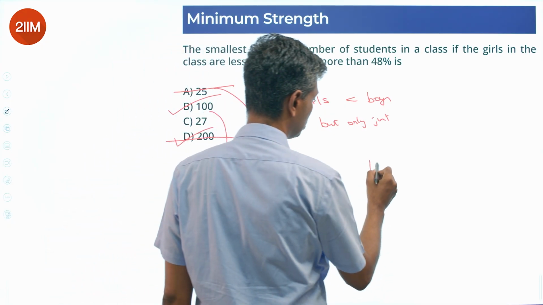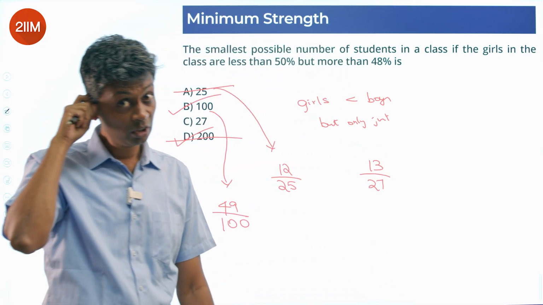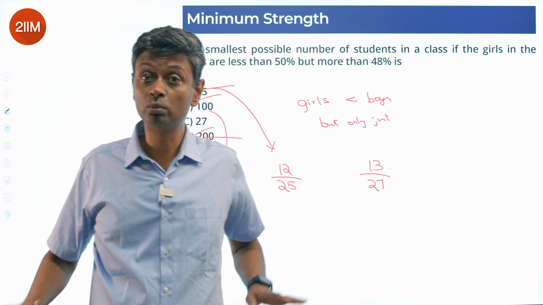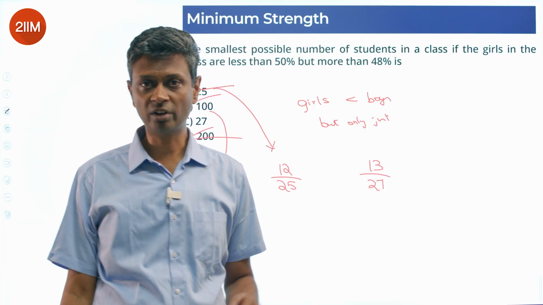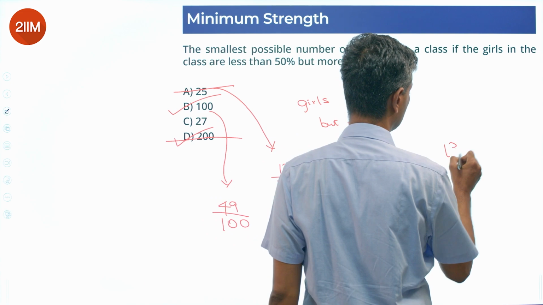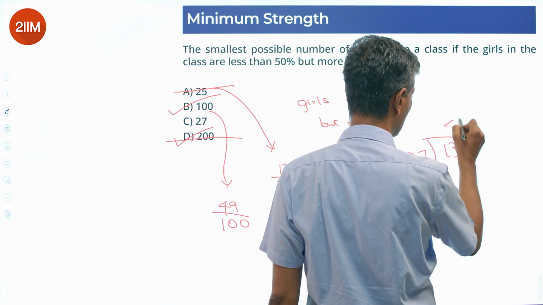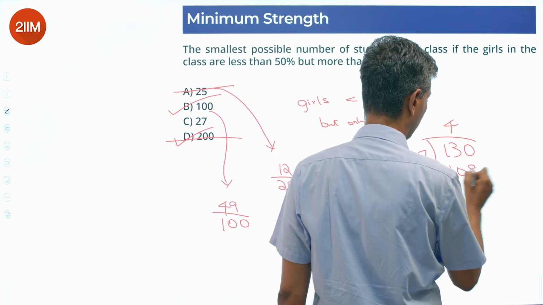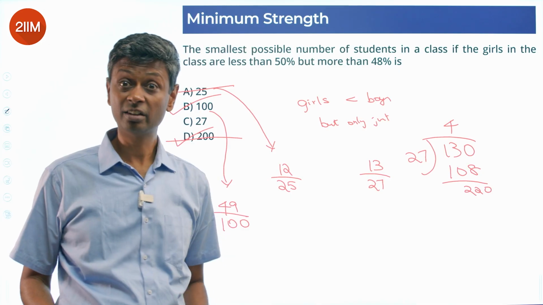27. We do 13 by 27. If this is more than 48%, I'm through. 13 by 27. It is more than 48%. I found the answer. 25 doesn't work. 27 works. I'm through. So what will I do? I'll take 13 divided by 27. Put a 0 here. It should go 4 times. That I know. 108. 220. 27 into 8 is 216.